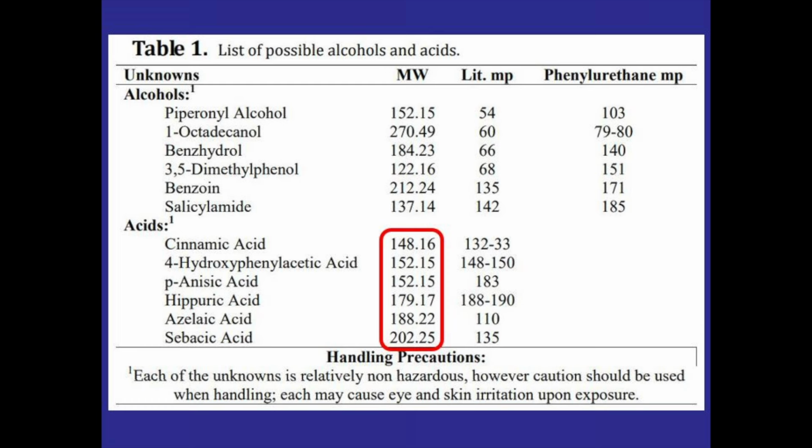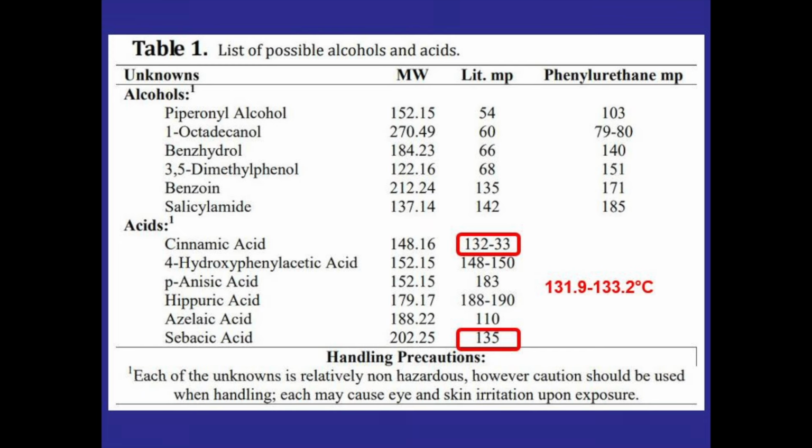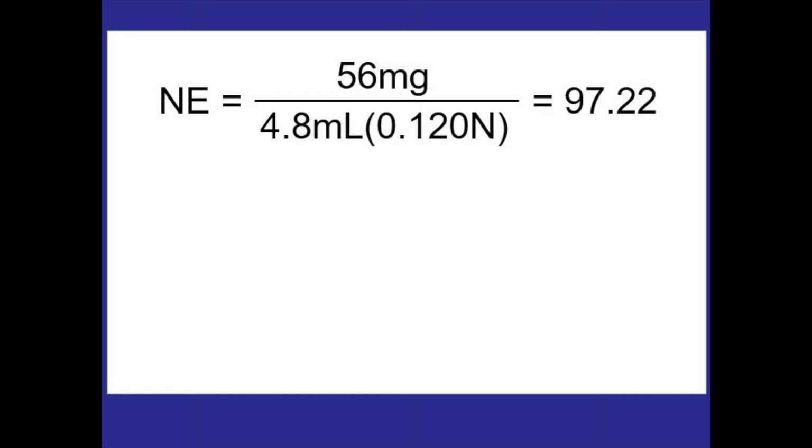Let's say that we get a melting point range for the unknown acid from 131.9 degrees to 133.2 degrees Celsius. So that looks to be right in the range for cinnamic acid, or in the range for a slightly contaminated sebacic acid. We then run the titration, weighing out 56 milligrams of the acid and using 4.8 milliliters of 0.120 normal sodium hydroxide, which would give us a neutralization equivalent of 97.22.